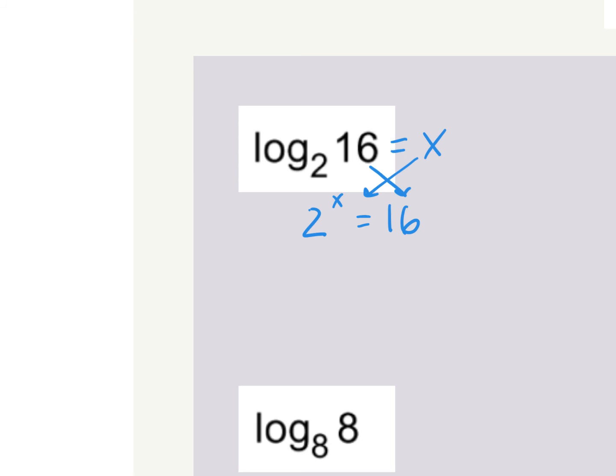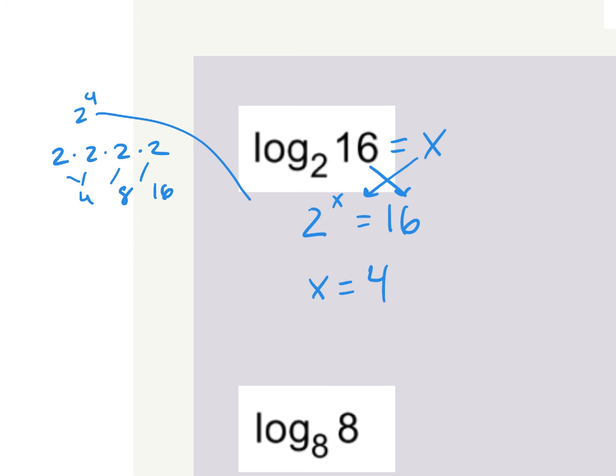Let's see. What's 2 times 2 times 2 times 2? So 2 to the 4th power is what we're testing. 2 times 2 is 4, times 2 is 8, times 2 is 16. So yep, 2 to the 4th power. So what's x equal to? 4. Perfect. And that's it.